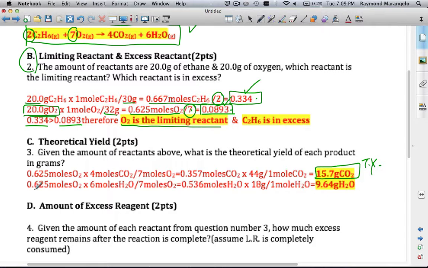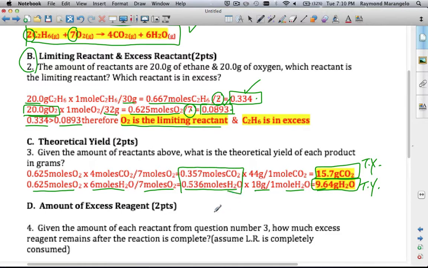I did the same thing here. Moles of oxygen, 6 moles of water for every 7 moles of O2. There's my moles of H2O. I multiplied that times 18 grams for every 1 mole of H2O, and I got 9.64 grams of H2O.